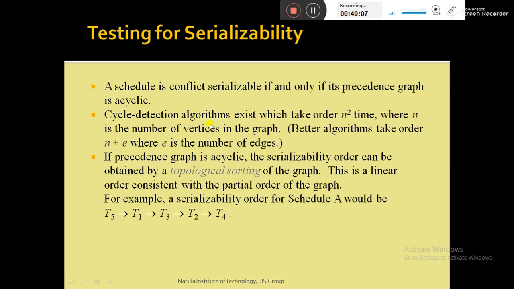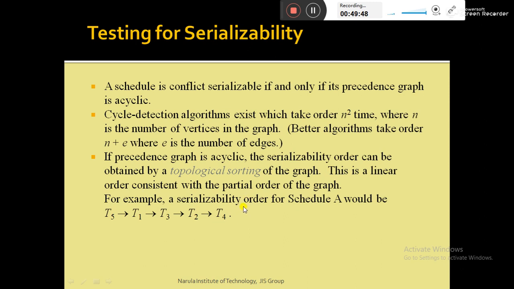There are cycle detection algorithms which take complexity of order n squared, where n is the number of vertices, and this is a research-level topic. We can devise a cycle detection algorithm with complexity lower than order n squared, but this is out of scope for our syllabus. If the precedence graph is acyclic, then the serializability order can be obtained by topological sorting of the graph. This is a linear order consistent with the partial order of the graph.